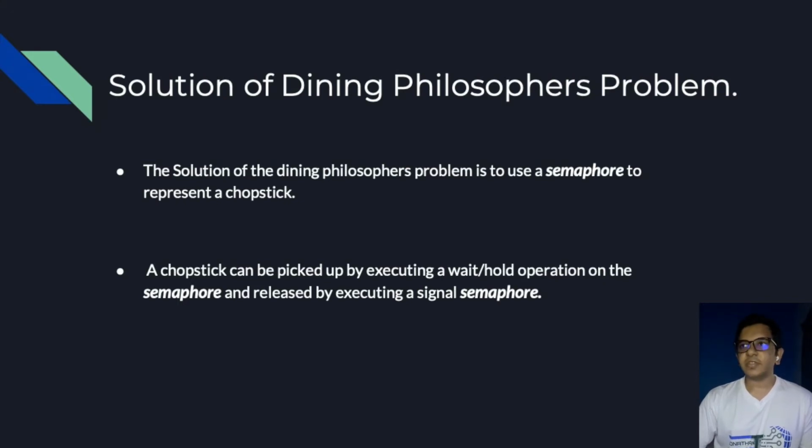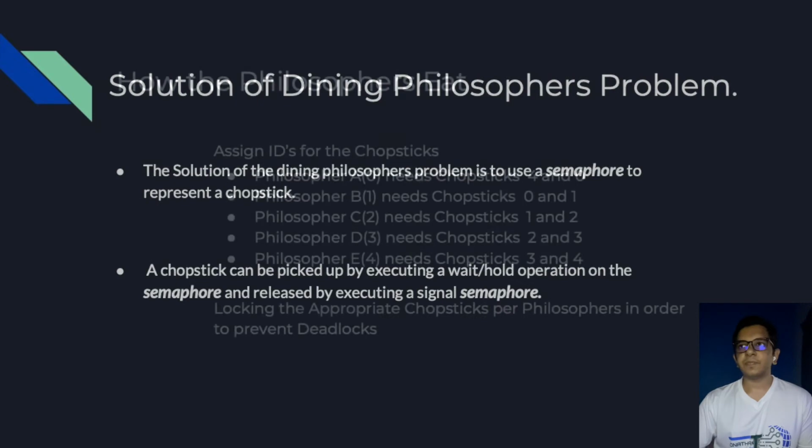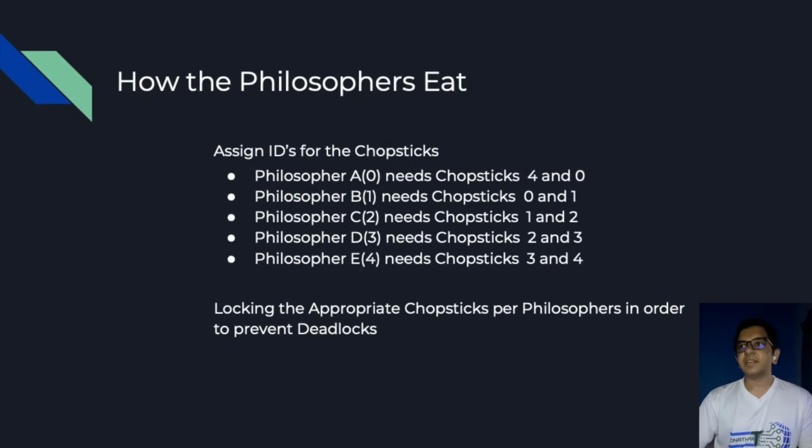The solution of the dining philosophers problem is to use a semaphore to represent a chopstick. A chopstick can be picked up by executing a wait operation on the semaphore or released by executing a signal on the semaphore. And on the next slide, what we can do is assign IDs for the chopsticks.